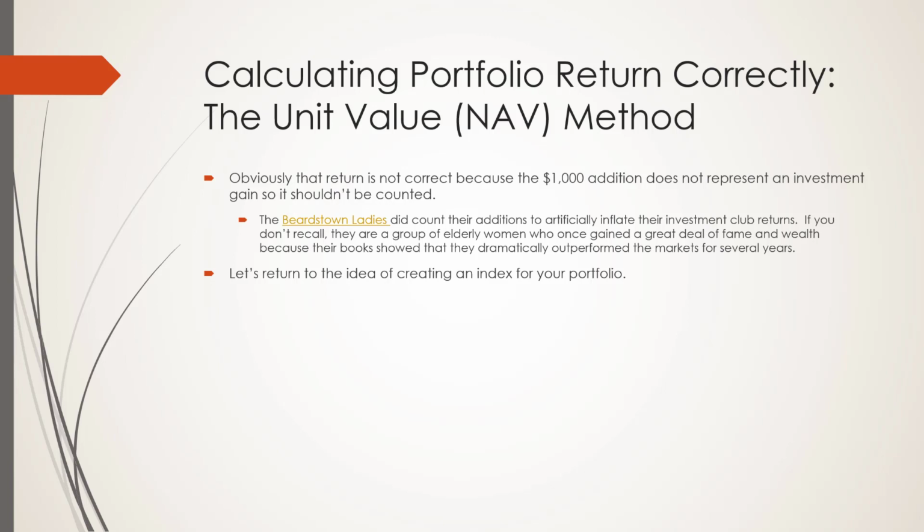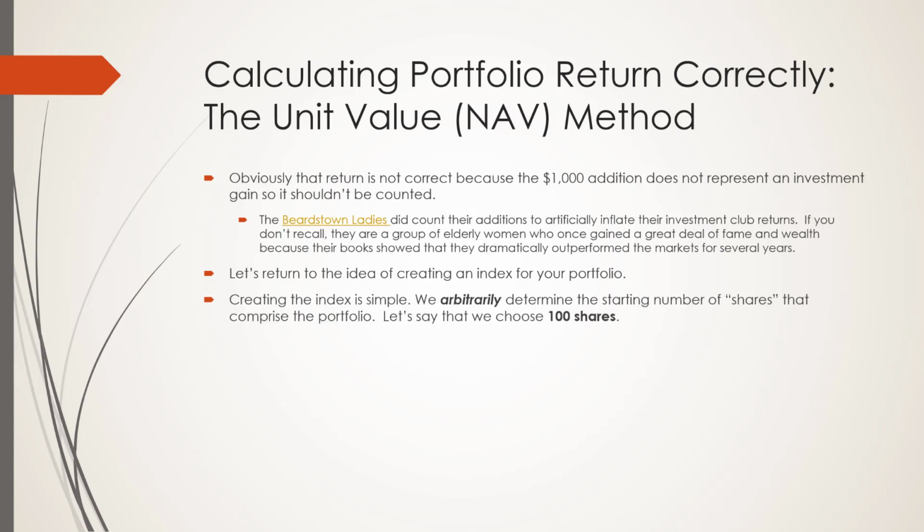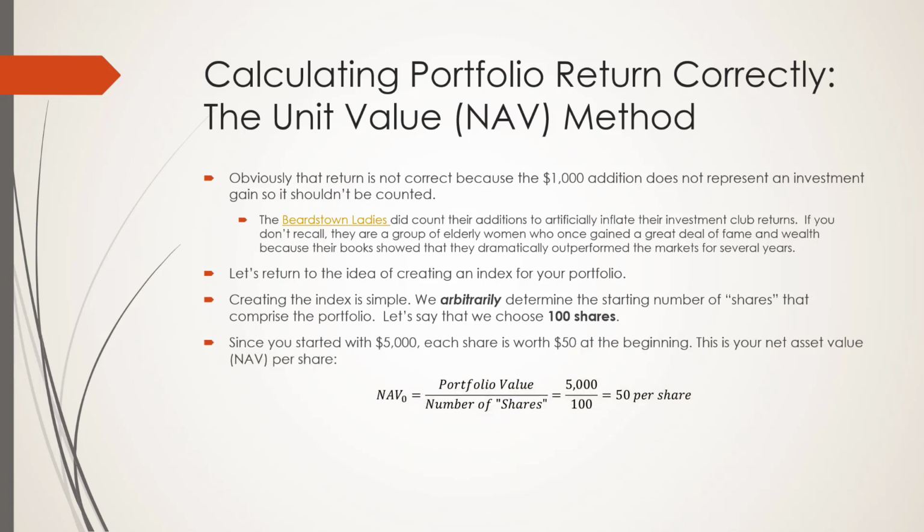Let's go back to this idea of creating an index for your portfolio. So we're going to arbitrarily set the starting number of shares. Let's make it 100. So for your portfolio, you started with $5,000. So each share would be worth $50 at the beginning. This is your net asset value, and you can see how we calculate that. It's simply the total value of the portfolio divided by the number of shares. So 5,000 divided by 100 is $50 per share. That's at the very beginning.